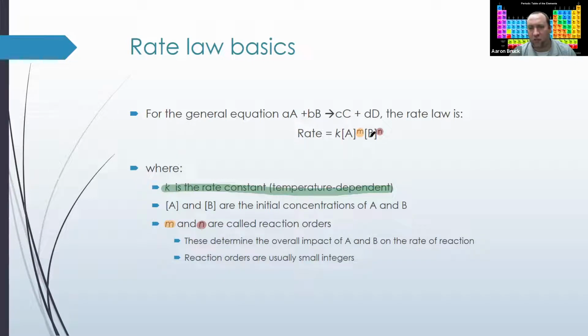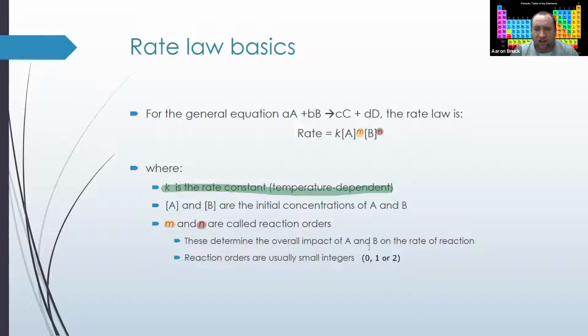Now, these reaction orders are usually small integer numbers. And by small integer numbers, we usually mean they are 0, 1, or 2. Now, in more sophisticated kinds of reactions, fractional orders are possible, negative orders are possible. In fact, we call those inhibitors. But for the most part, reaction orders are going to fall into one of these three categories. It's either going to be 0 order, first order, or second order.